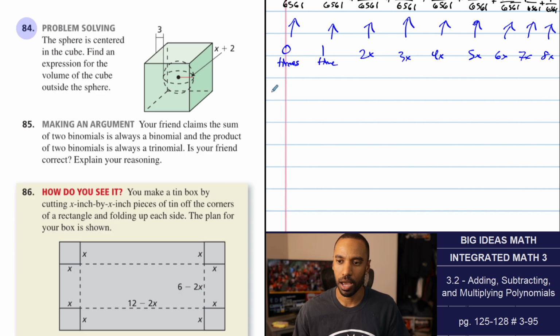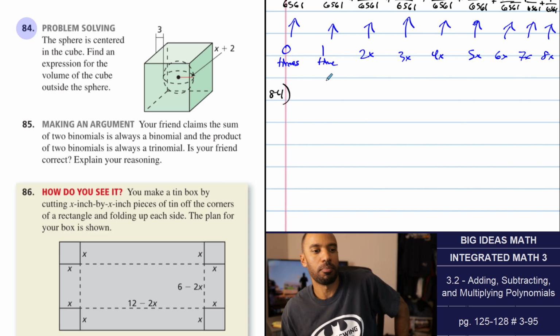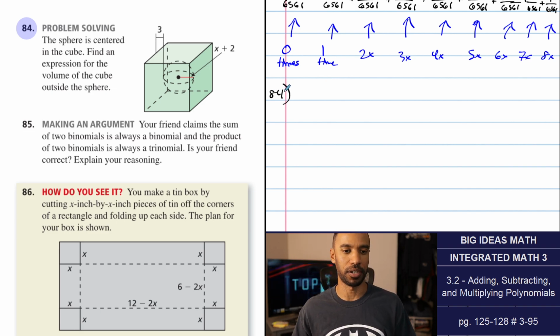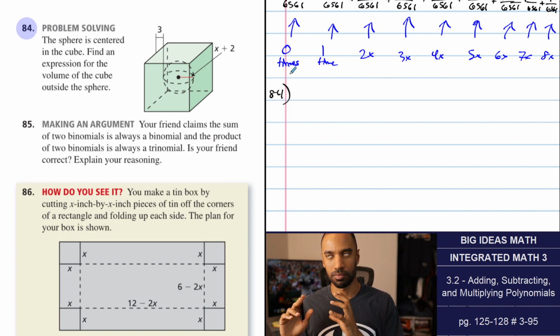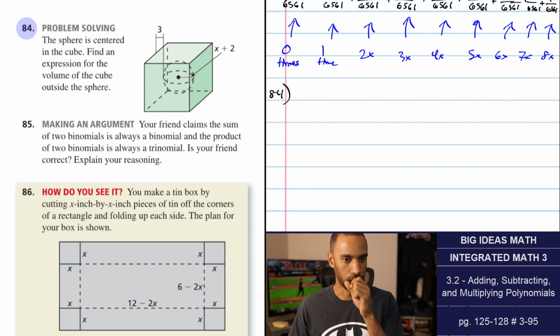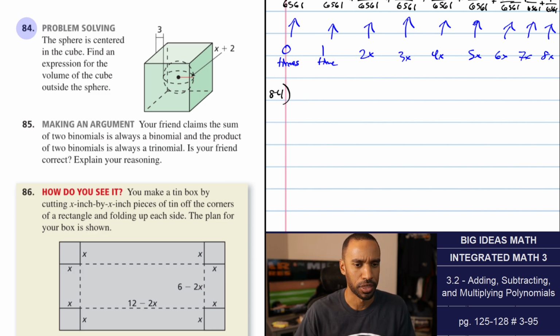Okay, number 84 on problem solving. The sphere is centered in the cube. Find an expression for the volume of the cube outside the sphere. So I guess we've got to subtract the sphere's volume from the cube's. What's the 3? Oh, 3 is this width. 3 is the width that's right there like that, and they call this thing a cube.